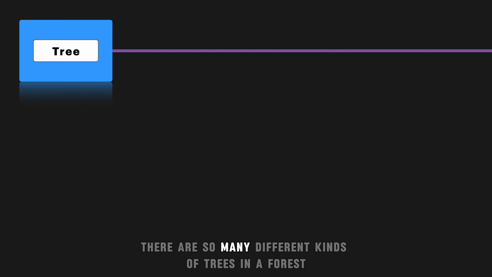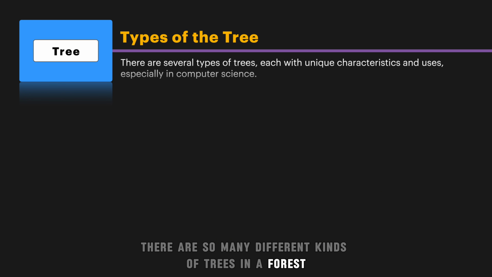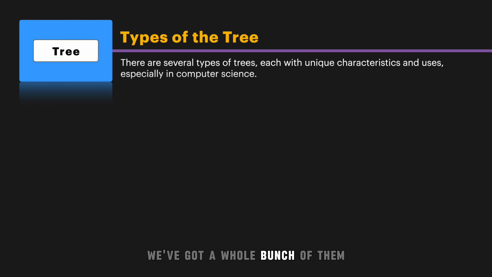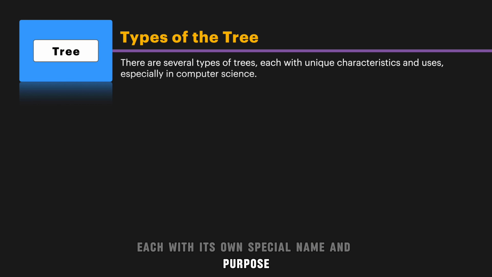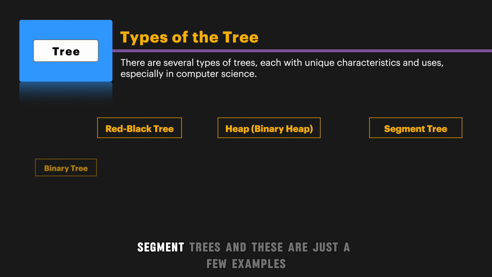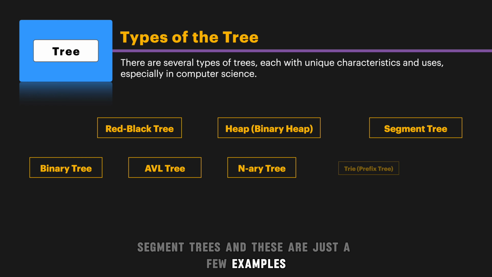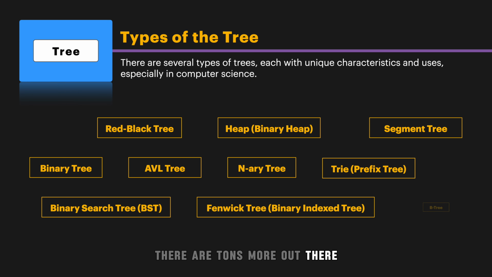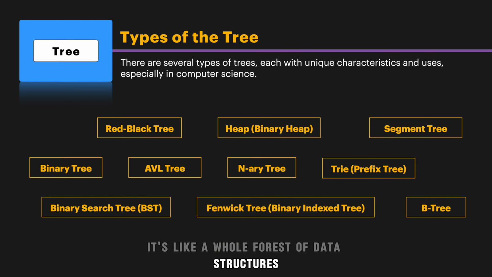You know how there are so many different kinds of trees in a forest? Well, it's the same with trees in computer science. We've got a whole bunch of them, each with its own special name and purpose. We've got red-black trees, heap trees, binary trees, segment trees, and these are just a few examples. There are tons more out there. It's like a whole forest of data structures.